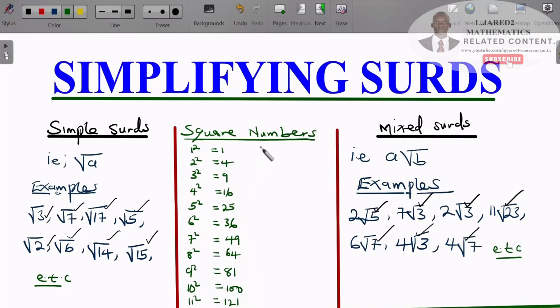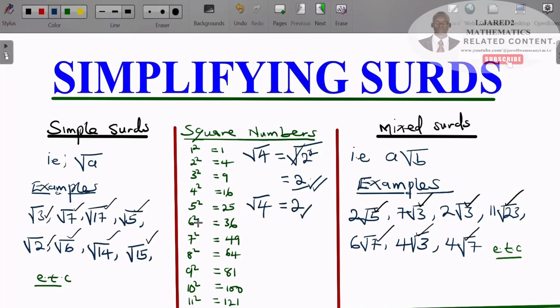Since we are talking of Surds, for us to simplify Surds easily, one should be aware of these square numbers. Why? Because when we have the square root of a square number, let's say the square root of 4, this is the same as the square root of 2 squared, whereby the square root cancels with the 2, and at the end we shall have 2, which is not a Surd and not an irrational number. In other words, it is rational. 2 is a rational number. That's why you can't say that the square root of 4 is a Surd, because it gives us a rational number, which is 2.